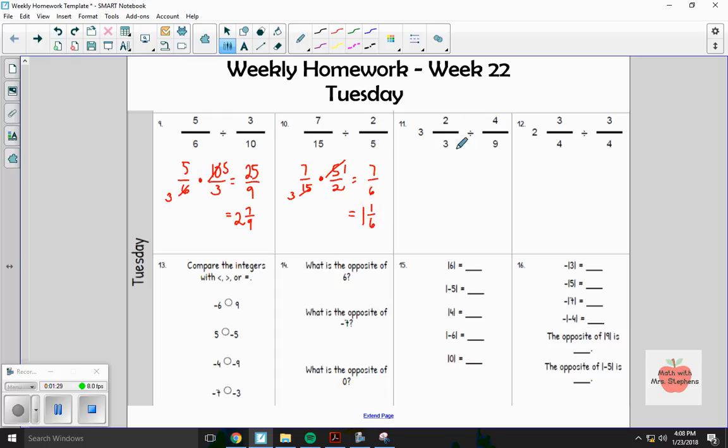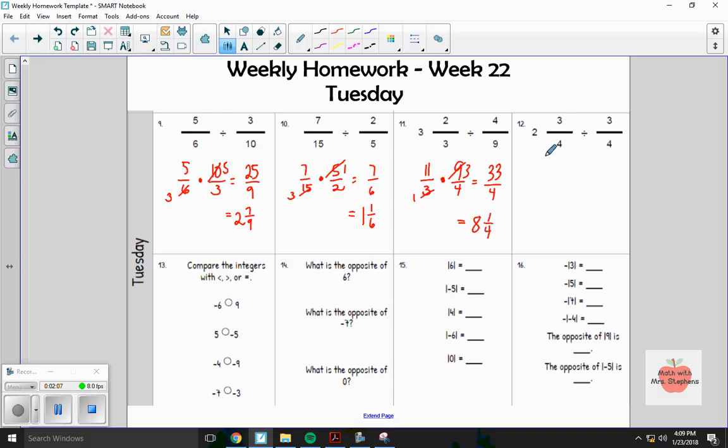On number 11, I notice I have a mixed number. Before I can multiply by the reciprocal, I need to convert this mixed number to an improper fraction. So 3 times 3 plus 2 is 11. Change it to multiplication and flip your second fraction. I'm going to cross cancel again by dividing by 3. Multiply straight across. That is improper. 4 divides into 33 8 times, with 1 left over.